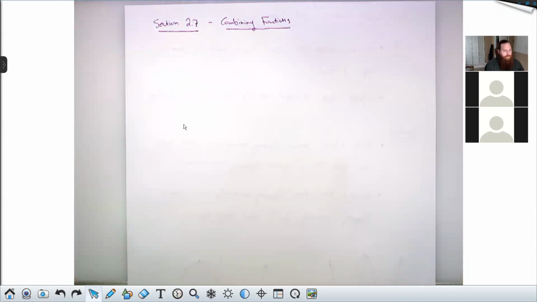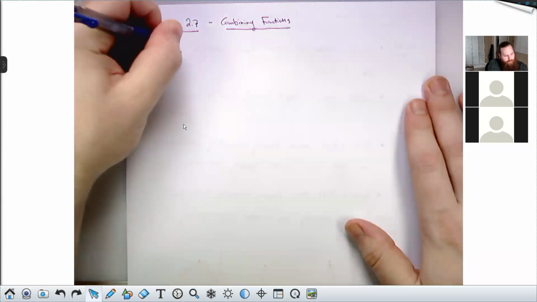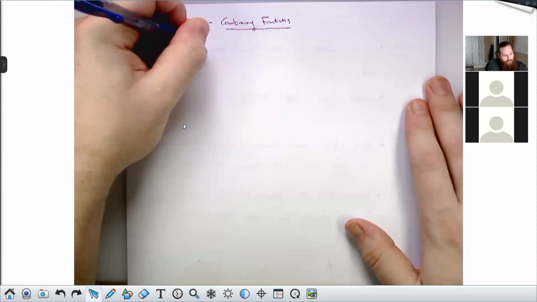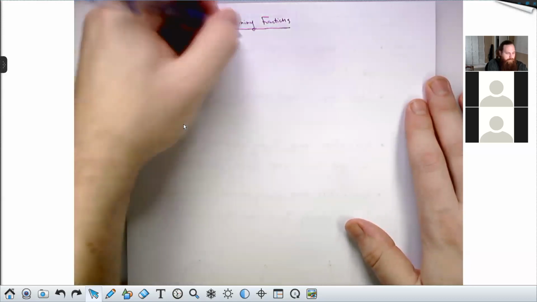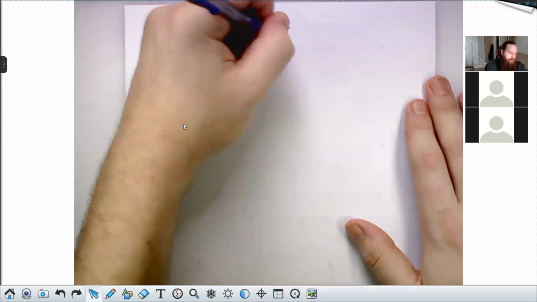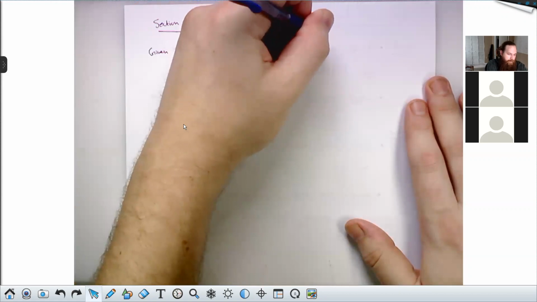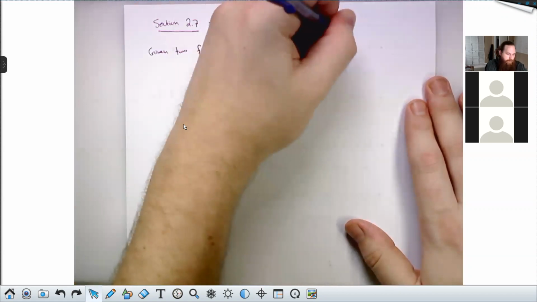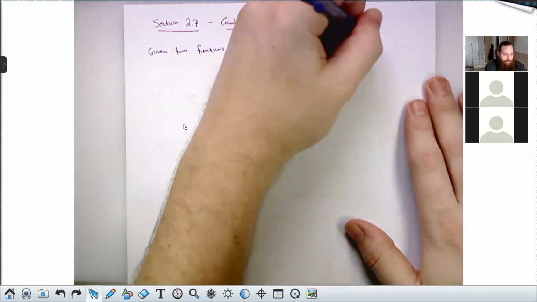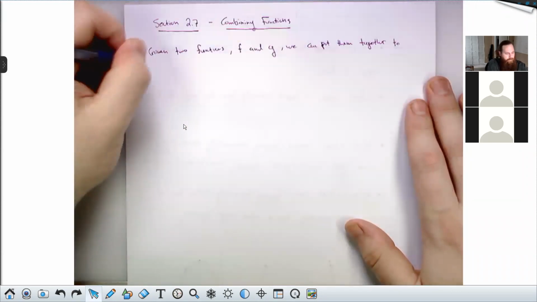Combining functions. There's a few basic ways you can combine two functions. So given two functions, f and g, we can put them together, i.e. combine them, to make new functions.